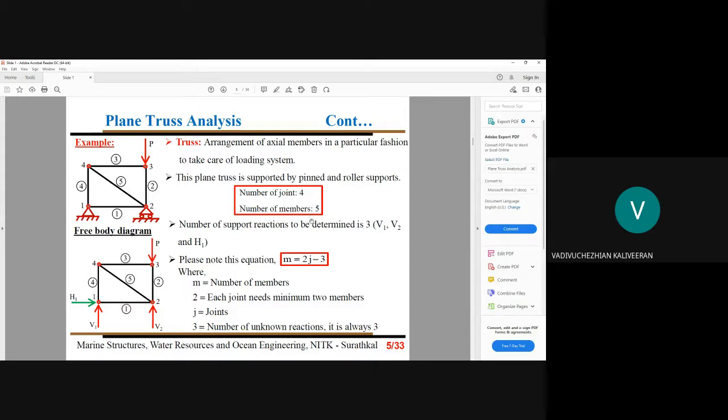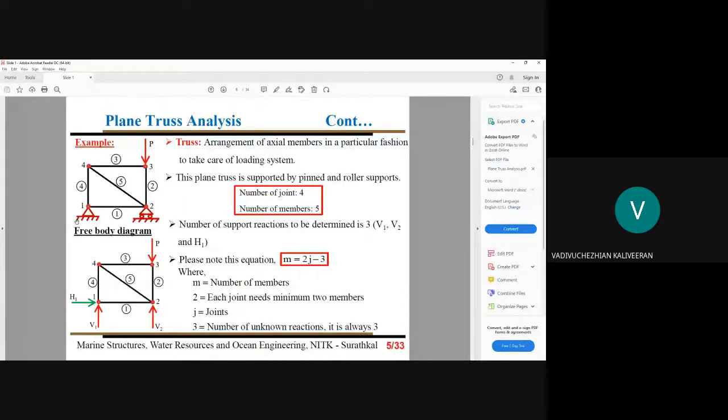So now we can have one kind of relation, 2j. This j is multiplied by 2. This 2 says each joint needs a minimum of 2 members. And what is this 3? 3 says the number of support reactions.